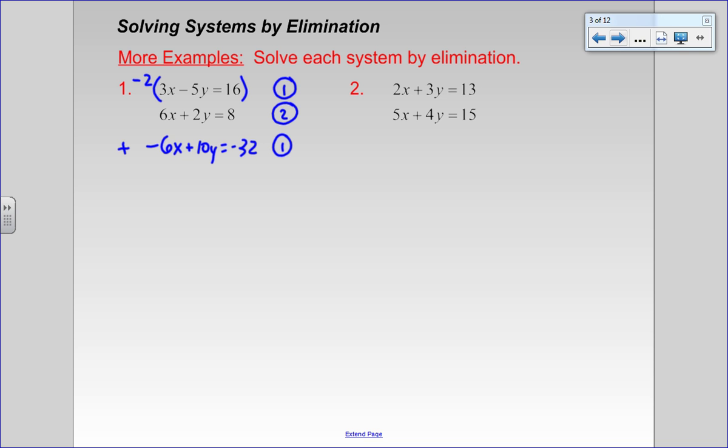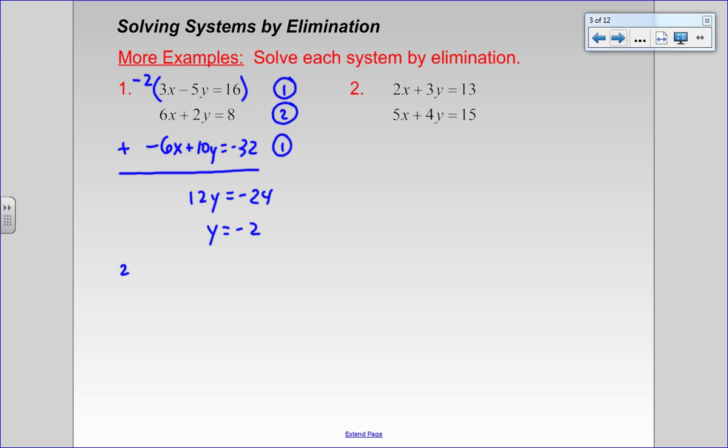Now we can proceed by adding these two equations together. 6x plus -6x is 0. Since those terms cancel out, x is eliminated from our system. 2y plus 10y is 12y. And then on the right-hand side, 8 plus -32 is -24. Thus we see that y equals -2, and we can substitute back to find the value of x.